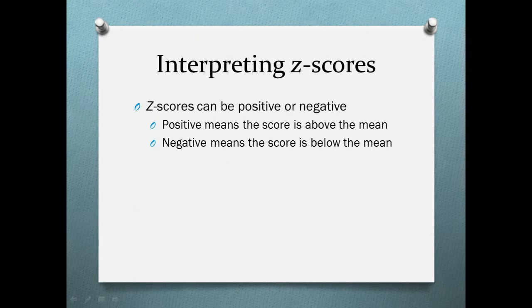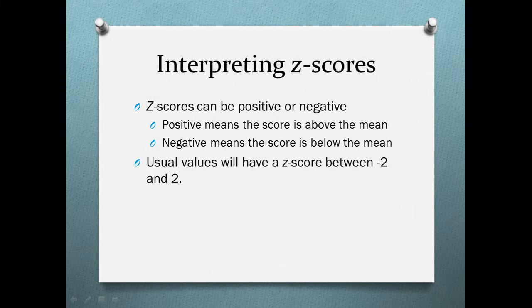Interpreting z-scores is relatively easy to do. Z-scores can either be positive or negative. If the z-score is positive, it means it's above the mean. If it's negative, obviously it means then it's below the mean.